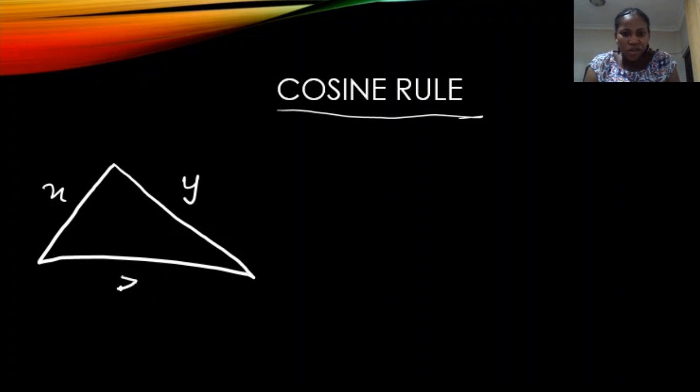Let's draw this. Now let's indicate our interior angles in the triangle. The triangle has sides x, y, and z. Let's say our first angle is theta, the second angle is alpha, and this is beta.